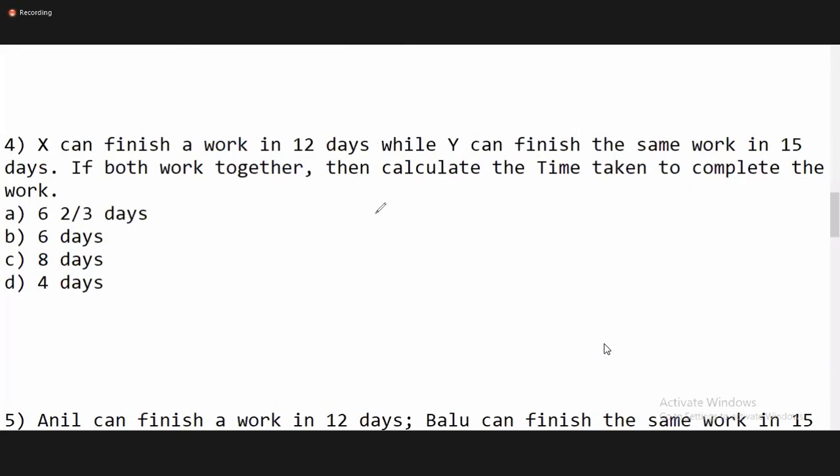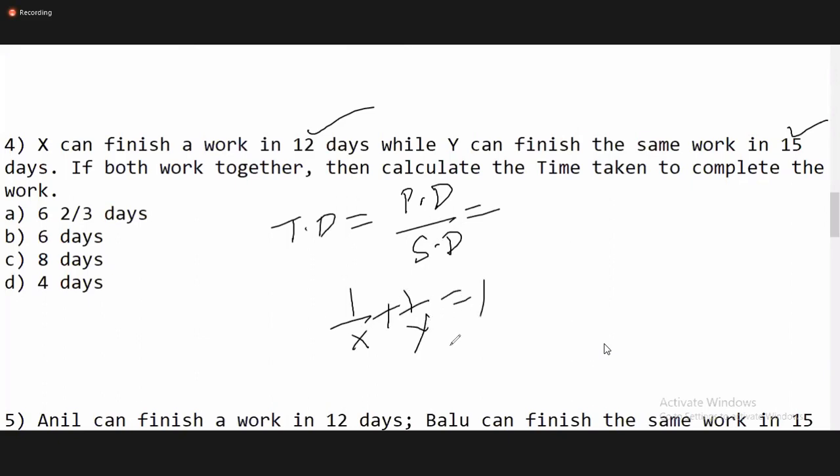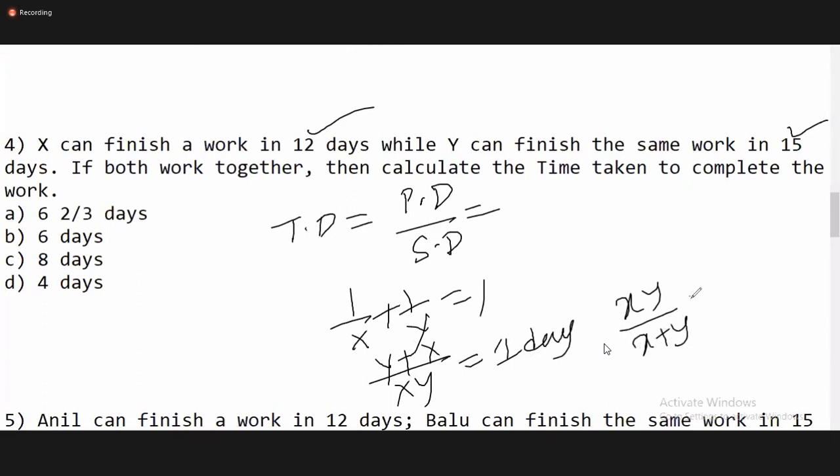So X can finish in 12. Guys, you know this, right? Whenever there are two persons, always remember the total number of days is going to be, I told you so many times, the product of the days by the sum of the days. How did we get this? 1 by x plus 1 by y is equal to 1. So xy, y plus x. This is 1 day work. Then the full work is going to be the reciprocal of that, so xy by x plus y.